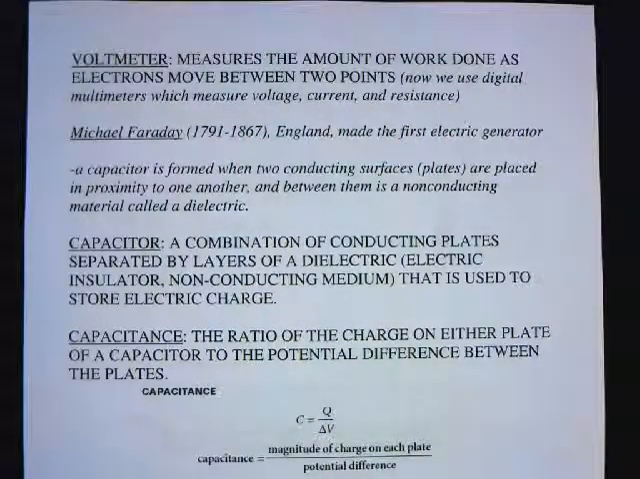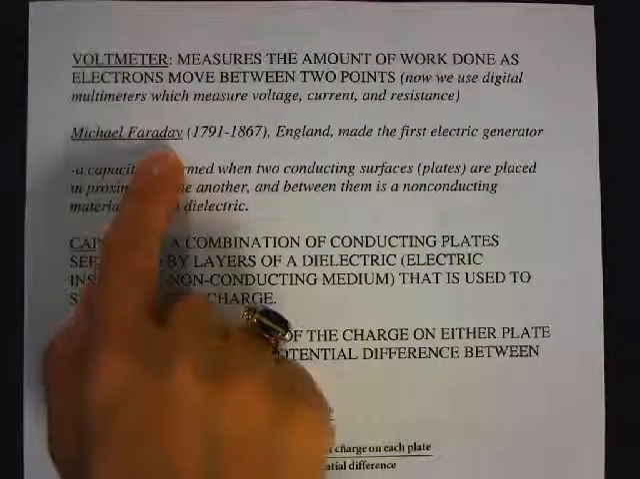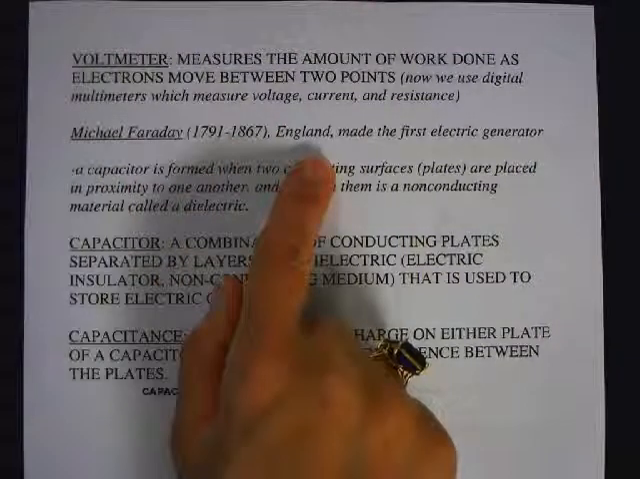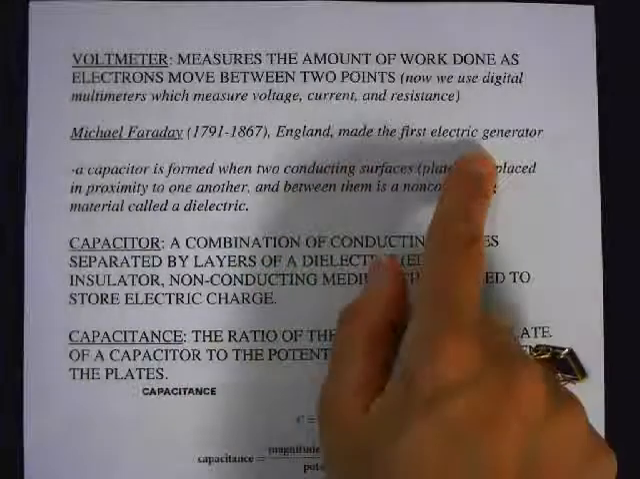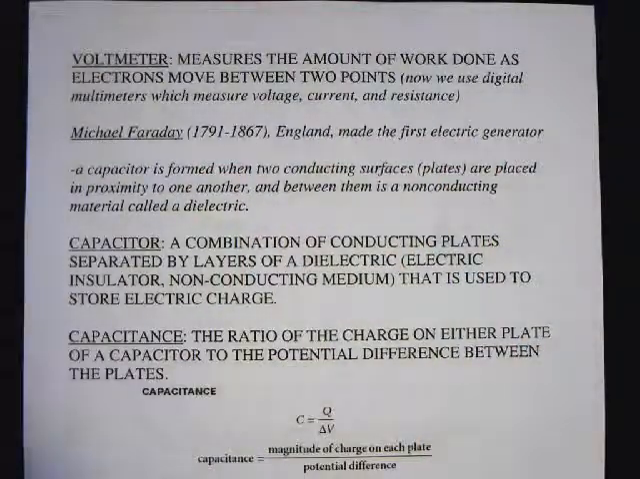In electricity, a lot of the units are named after scientists that contributed and made significant discoveries. Michael Faraday was an English scientist, and he made the first electric generator. The unit of capacitance is a farad, which is named after Michael Faraday. Again, a lot of the units of electricity are named after scientists.